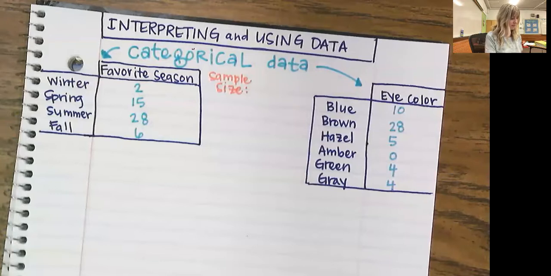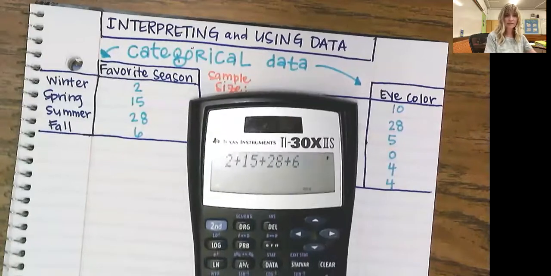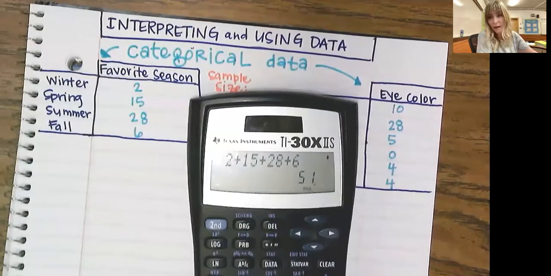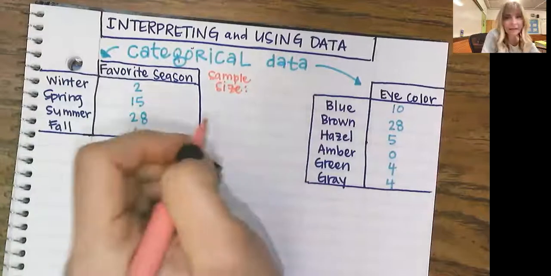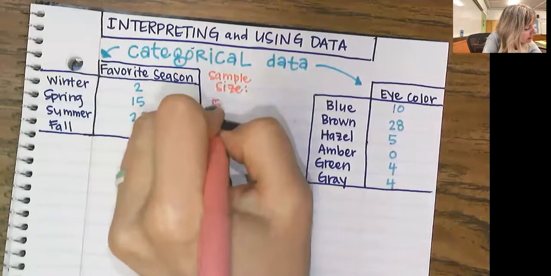2 plus 15 plus 28 plus 6. I'm going to add up those numbers. The sample size is 51. 51 of you responded to it in the short amount of time I gave you. I only left it open for a few hours. So 51 is our sample size.